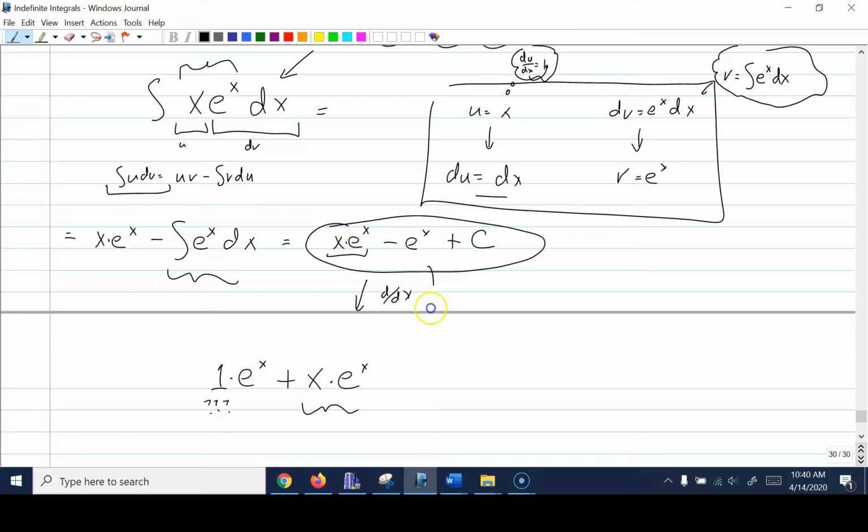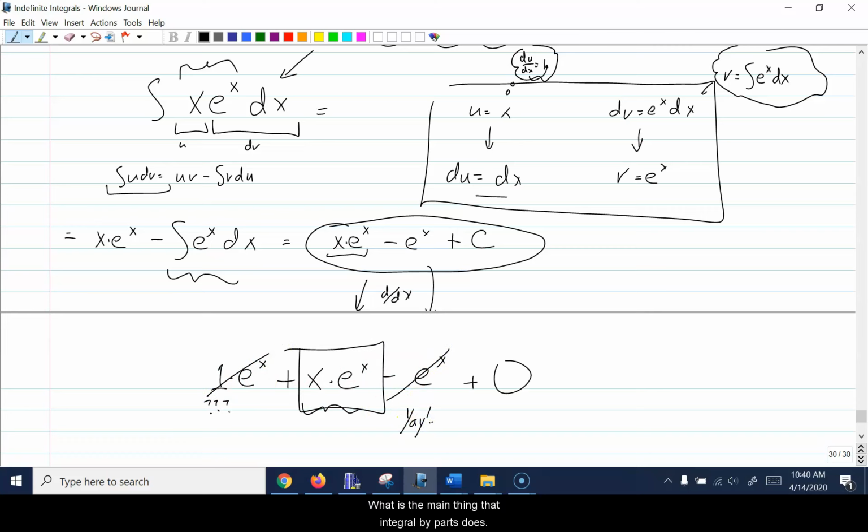Well, let's keep going with the derivative. Minus, what's the derivative of e to the x? It's e to the x. Derivative of a constant is 0. Aha! Here we see the e to the x that cancels that other e to the x. That plus e to the x and that minus e to the x cancel each other. I'm left with just x e to the x, which is what it was supposed to be.